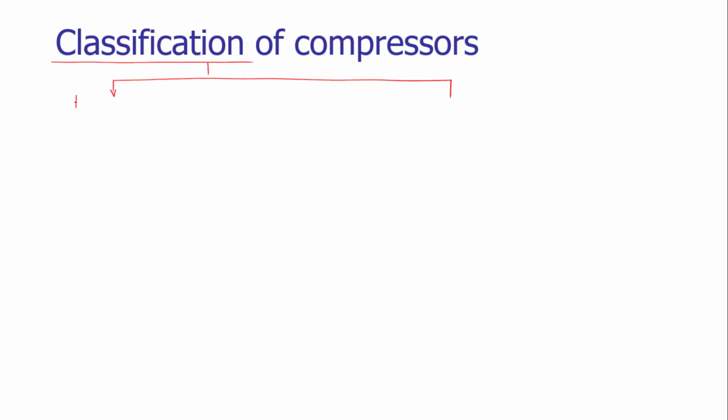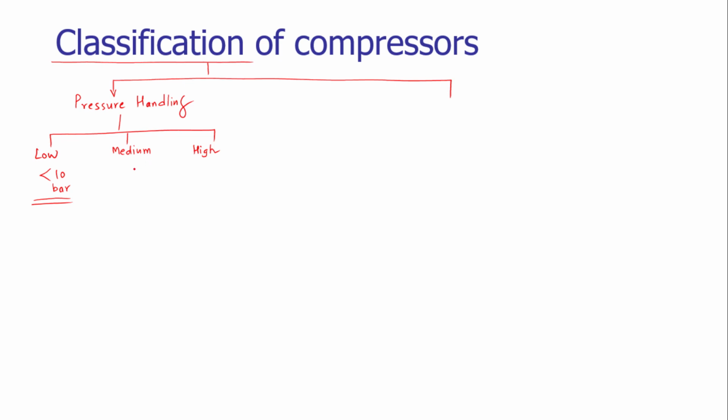the pressure handling capacity. So here we can have low pressure compressors, medium pressure compressors, and high pressure compressors. So what is the meaning of low pressure? When a compressor is generating a pressure less than 10 bar, that we call a low pressure compressor.